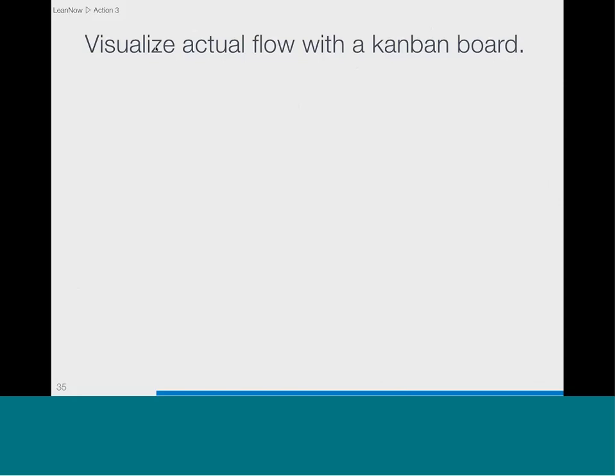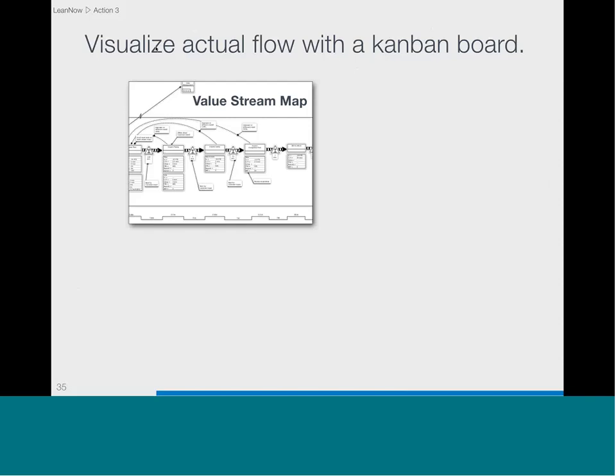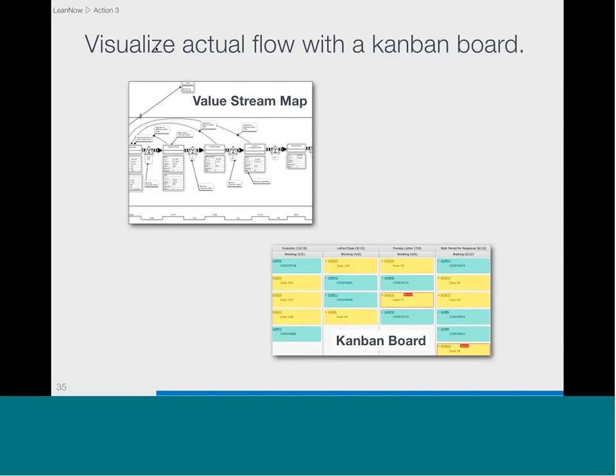The way we build it is we start out with the actual flow from the value stream map, and then we basically create columns on the kanban board that represent the work on the value stream map.